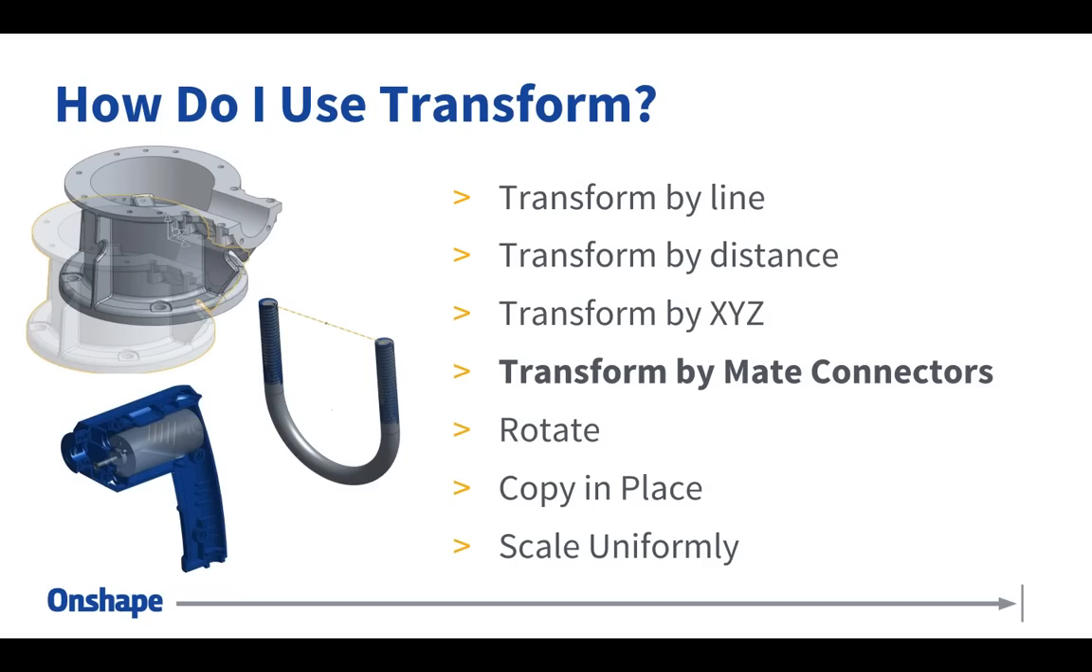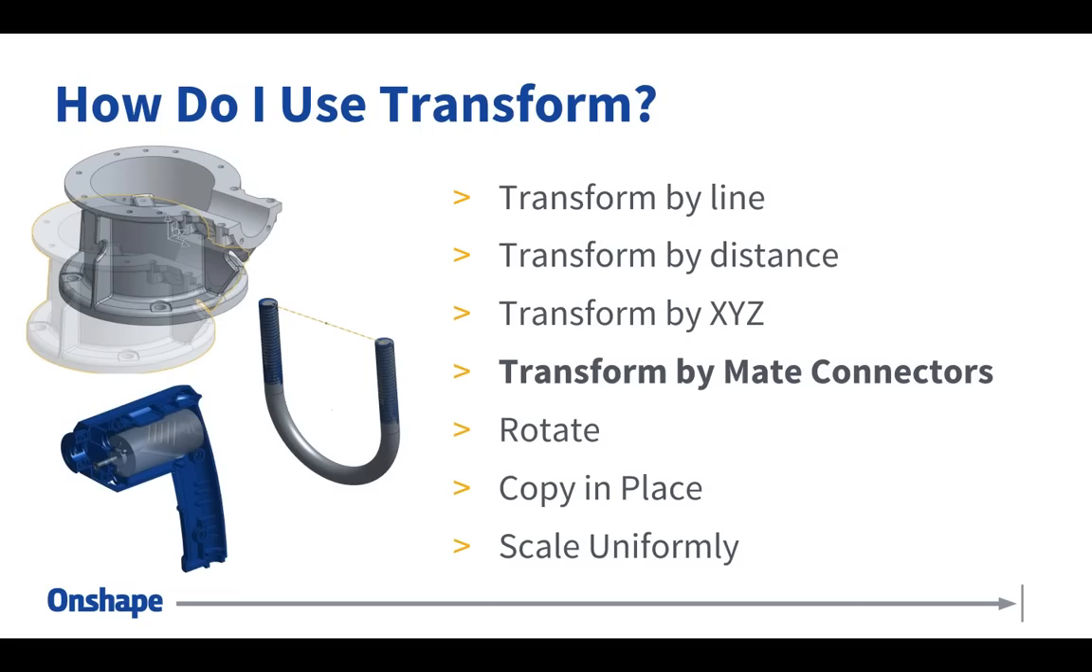Now, I've highlighted transform by mate connectors for a reason. It is by far the most friendly technique for positioning, especially complex orientations where I might need to do 2 or 3 transforms using line and distance and so on. And it's complex. It's hard to position a part using those commands. Transform by mate connectors makes it very easy. So I'm going to show you 2 examples of transforming using a mate connector. But again, if you're doing a lot of this type of work, it's the one option that I would recommend within Transform.